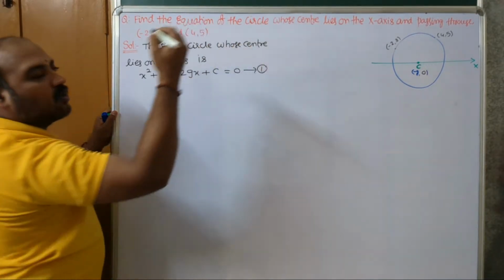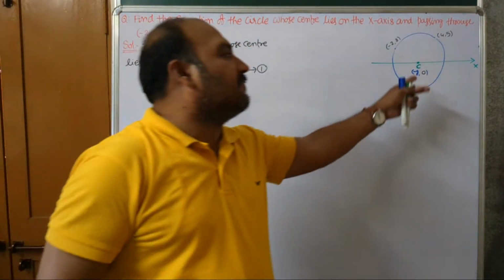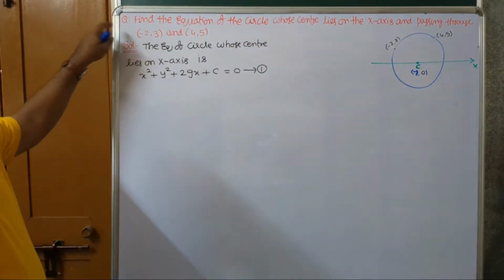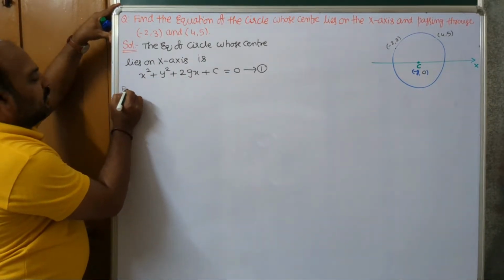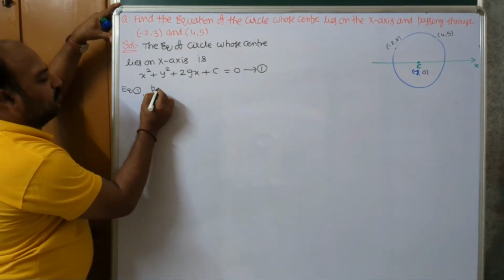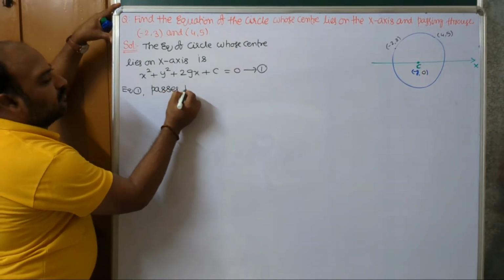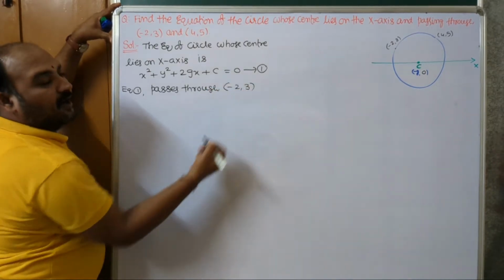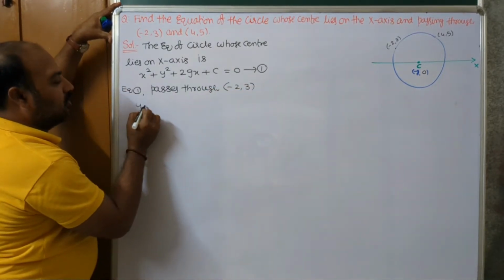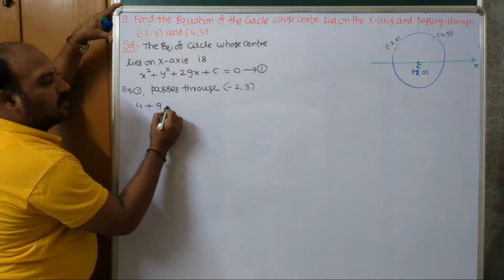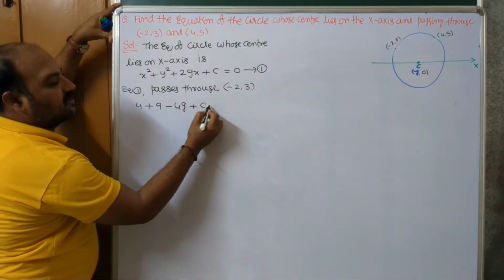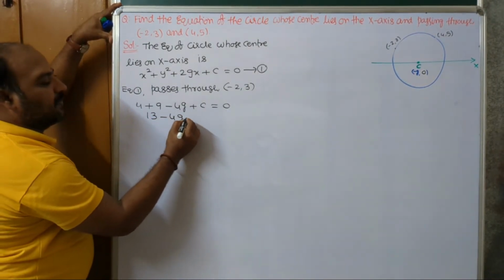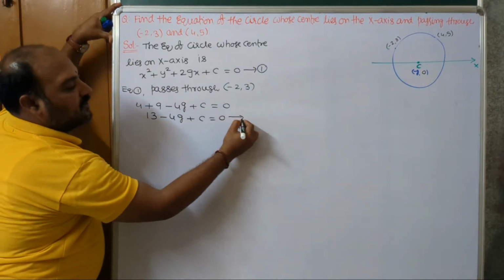On the x-axis, the y coordinate of the center should be 0. That means f value is 0. This equation is passing through the first point -2, 3. Equation 1 passes through -2, 3. So 4 plus 9 minus 4g plus c equal to 0. So 13 minus 4g plus c equal to 0. Keep it as equation number 2.